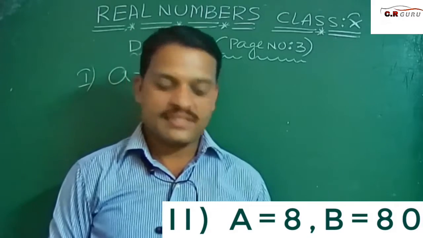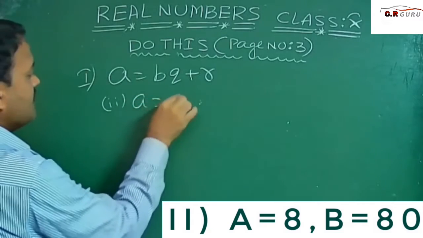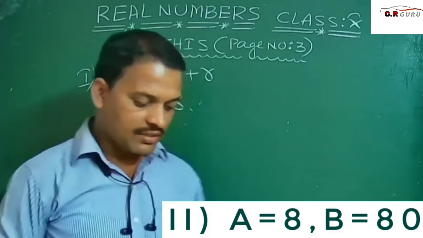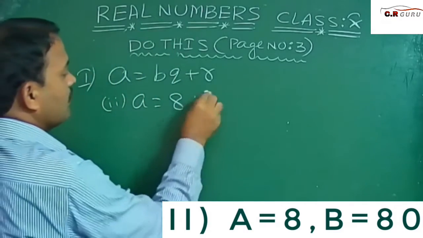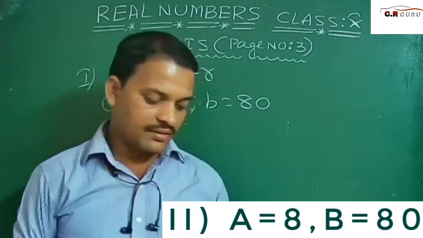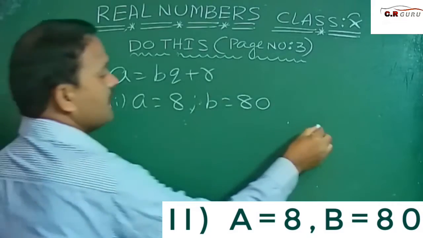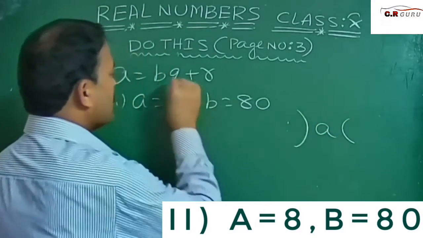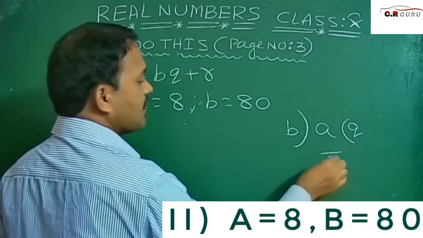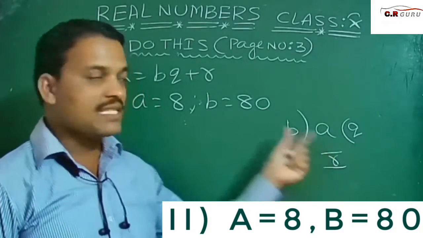So the second sum is a = 8 and b = 80. See here, a = 8 and b = 80 is given, no? So actually according to this formula, a is the dividend and b is the divisor. So the quotient is q and the remainder is r. Now dividend equals divisor into quotient plus remainder, based on this one.